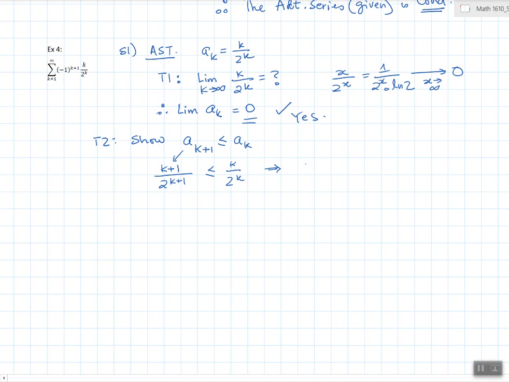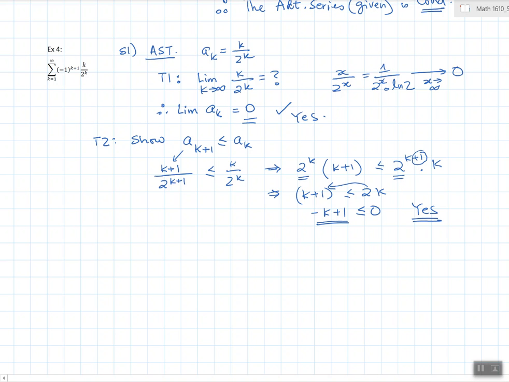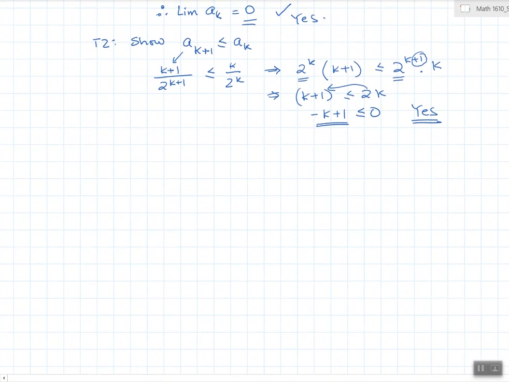Well, in this case, it's simple algebra. So you could say, cross multiplying, k plus 1 times 2 raised to the power k is less than or equal to 2 raised to the power k plus 1 times k. So 2 raised to the power k can cancel on both sides. You'll be left with one term of 2. So this is k plus 1 less than or equal to 2 times k. So that means negative k plus 1 is less than or equal to 0. So I'm moving it on this side. So yeah, sure, that is not a problem. Negative k is definitely going to be more than plus 1, so this will be a negative term. So therefore, the alternating series converges, and so we go to step 2.